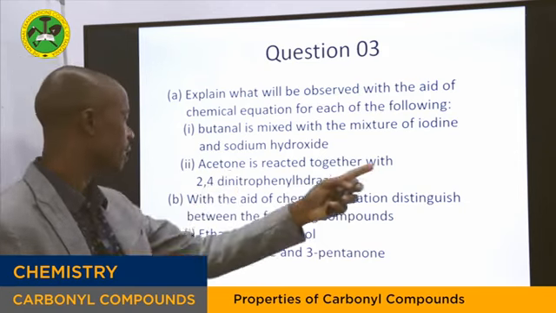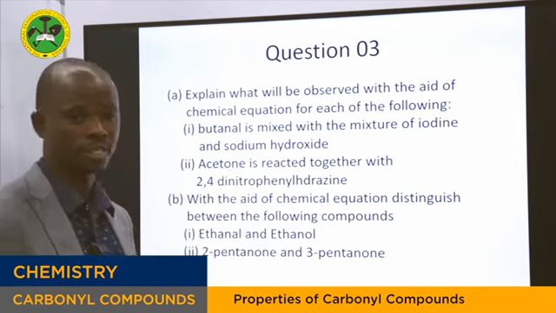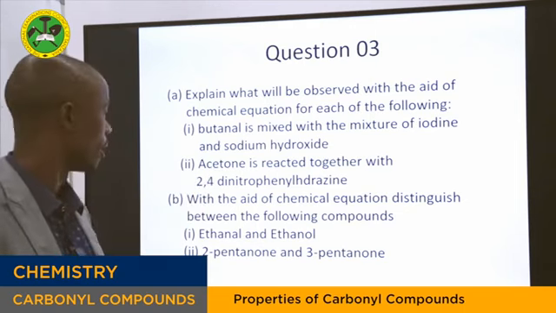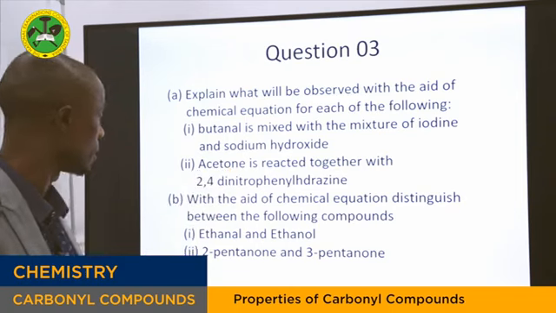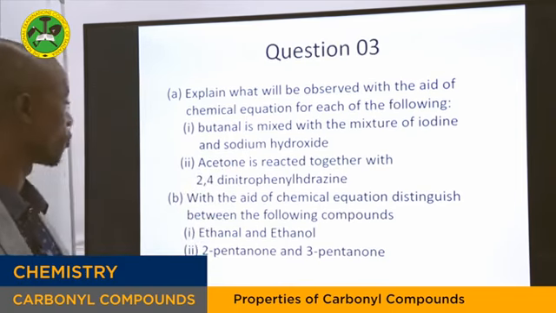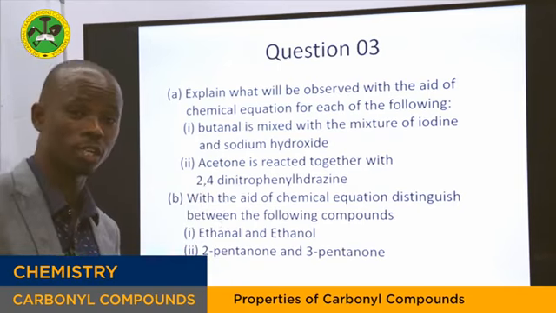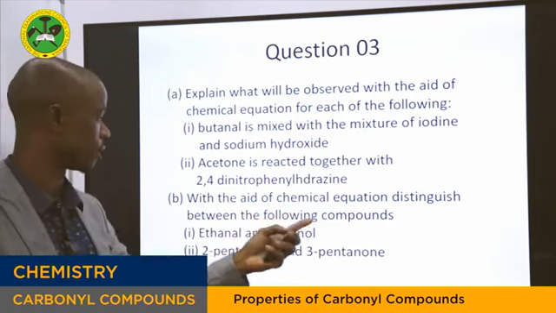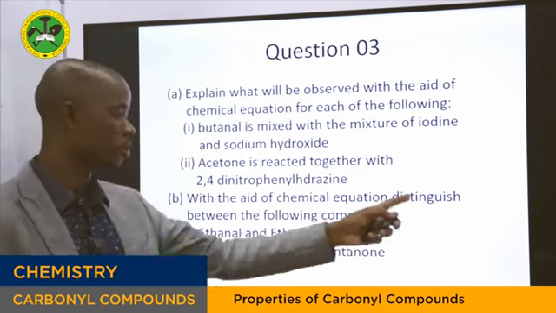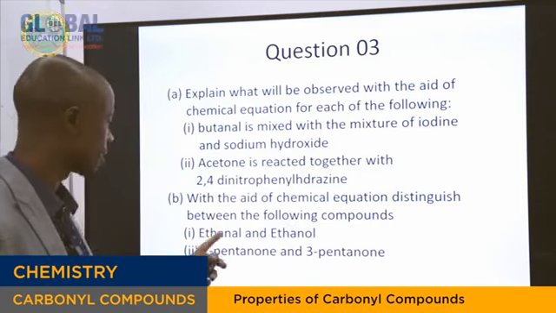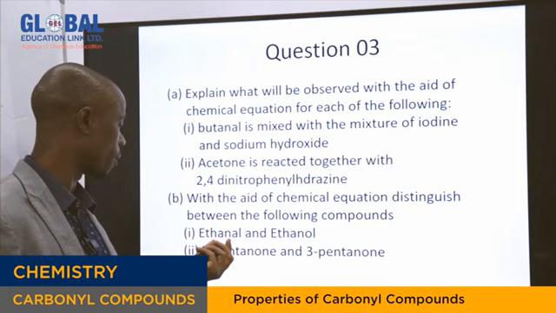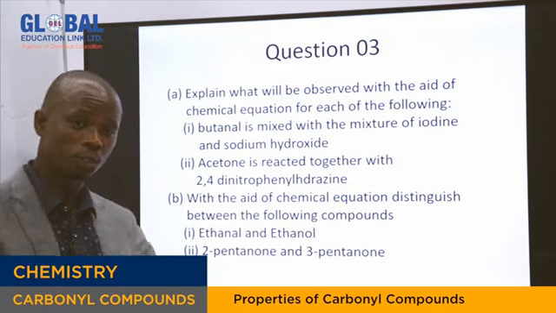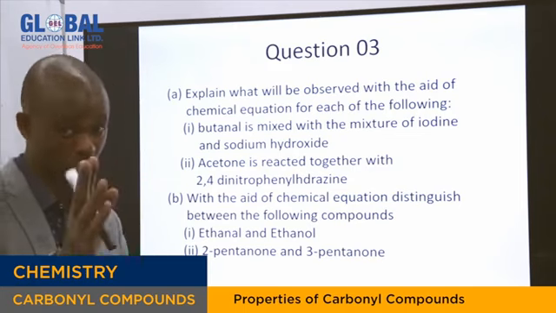Acetone is reacted with 2,4-dinitrophenylhydrazine. What will happen? Acetone is the common name for 2-propanone. Because it is a carbonyl compound, it reacts with Brady's reagent, or 2,4-dinitrophenylhydrazine. So you can write the chemical equation yourself. Also, my dear students, you can use this example. With the aid of chemical equations, distinguish between the following compounds: ethanal and ethanol. This one is a carbonyl compound, and this is ethanol. I have given you the reagent to distinguish a carbonyl compound from other organic compounds. You can use it. Try it yourself.